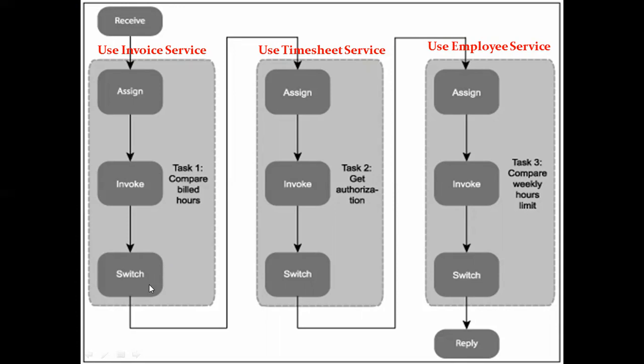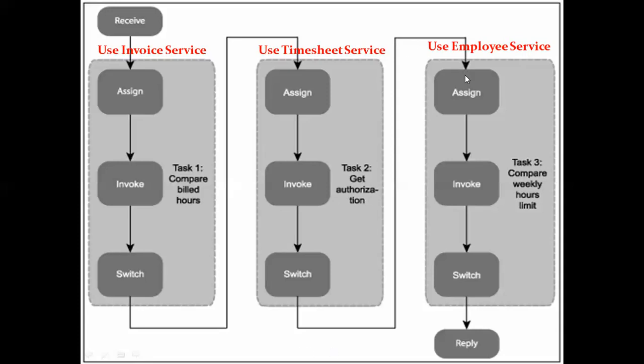If the recorded hours and billed hours match, then switch to the next web service. The next web service is based on the timesheet service. In timesheet service, you get the authorization, meaning you check whether overtime hour is available. If the overtime hour is available, then check whether the authorization is given by the customer, yes or no. If yes, then switch to the next service.